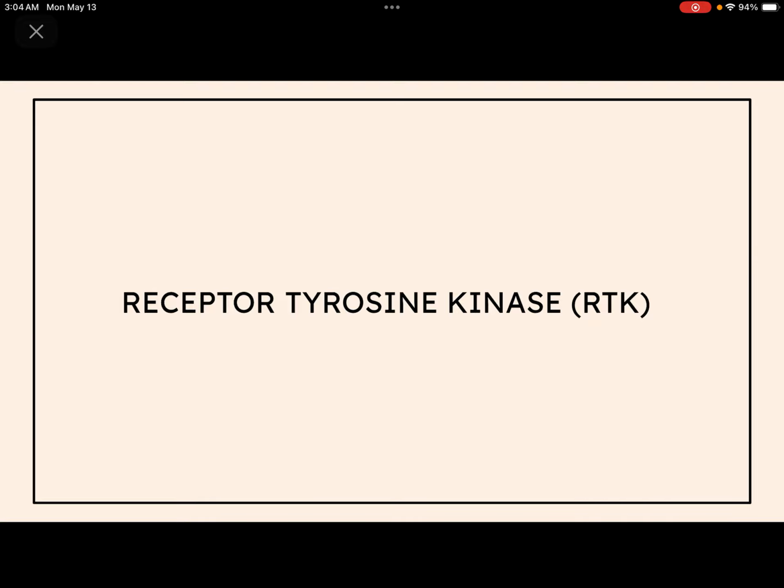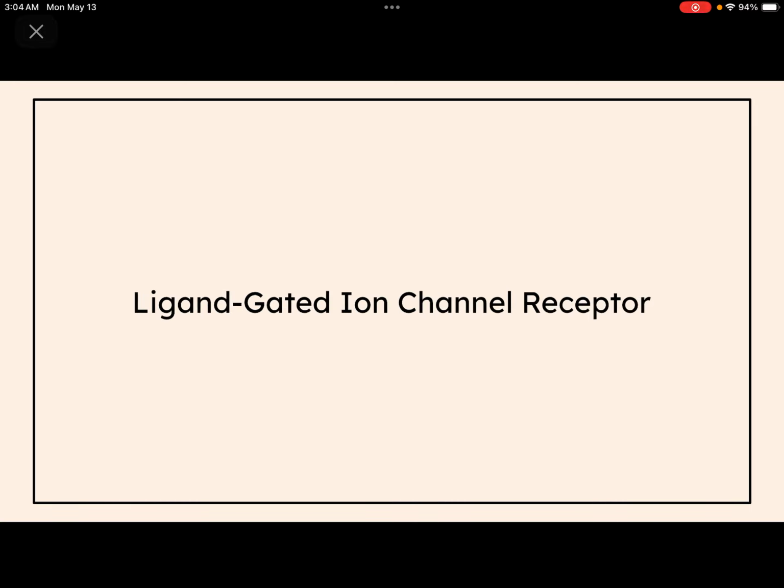The receptor tyrosine kinase is a membrane receptor that attaches phosphates to tyrosines, and then a receptor tyrosine kinase can trigger multiple signal transduction pathways at once, and abnormal functioning of RTKs is associated with many types of cancers.